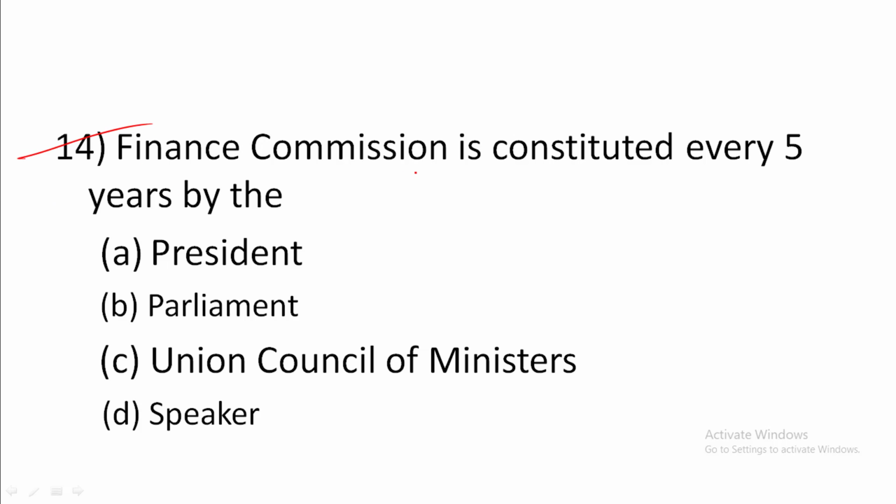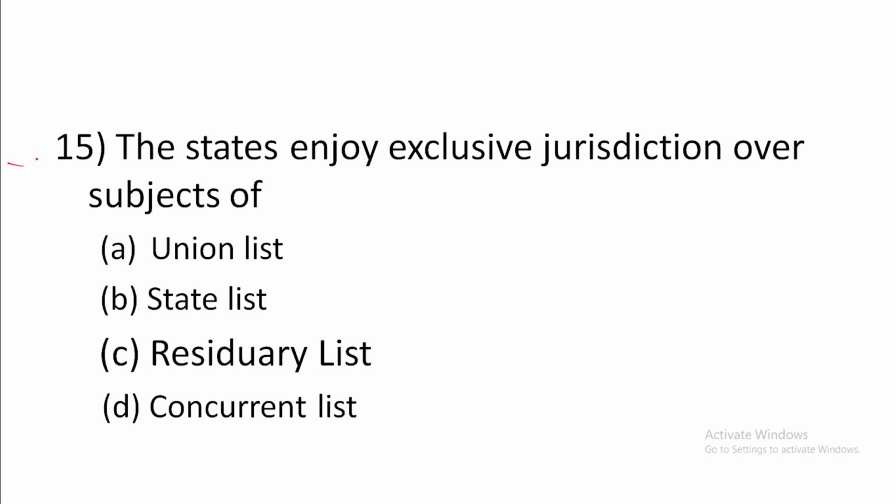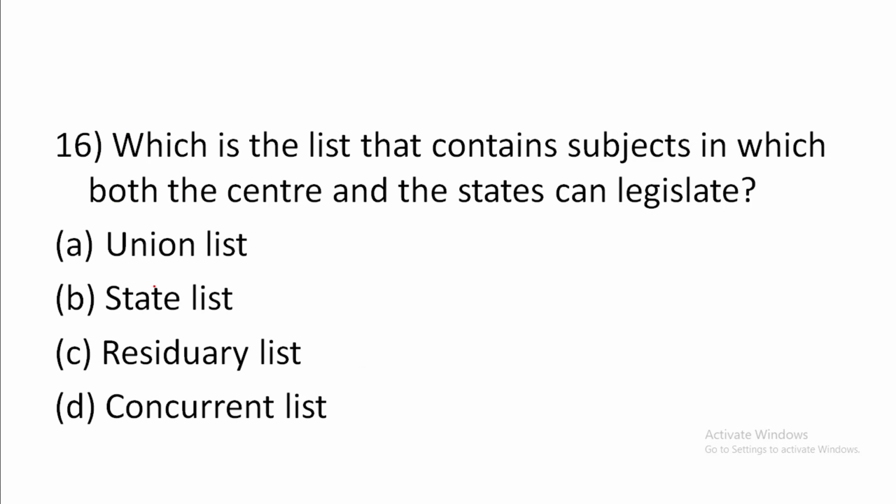14. Finance Commission is constituted every 5 years by. Answer A. President. 15. The states enjoy exclusive jurisdiction over the subject of. Answer B. State list. 16. Which is the list that contains the subjects in which both the central and states can legislate? Answer D. Concurrent list.